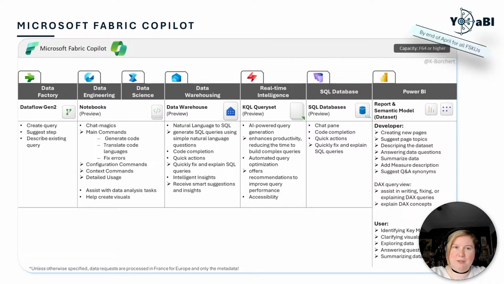First we have Data Factory, in which we have the dataflows and of course the data pipelines. Then we have the data engineering part, and the data science part. You see in the different areas what we can do there. For example, in notebooks, I will show you later, so I'm not going into it very deeply now. But you have some chat magic, so you can, for example, translate code very easily, generate code with natural language, fix code, ask questions about your data, create visuals and so on.